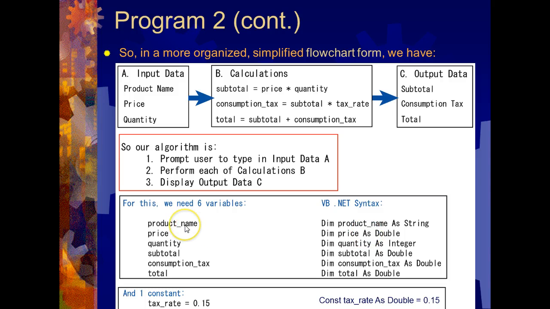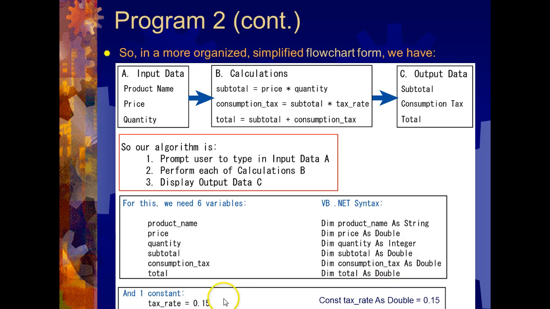So we want to declare each of these. This is a string, and I think this is the first time we saw string declaration. This is how you declare a string. Dim, the variable name as string. This one is going to be a double. Dim, variable name as double. This one is going to be an integer. Dim, the variable name as integer. This is a double, this is a double, and this is a double. So we do dim as double, as double, as double.